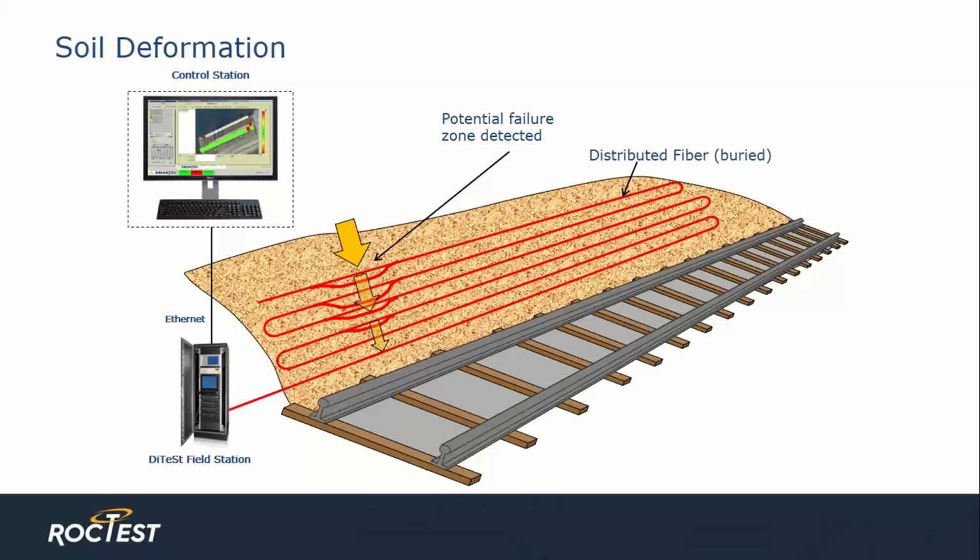Once the changes move beyond the threshold set by the client, warning messages would be immediately sent out to all key personnel, allowing for corrective measures to be taken. As you can see, the installation covers the entire slope, allowing for precise location of problem zones.